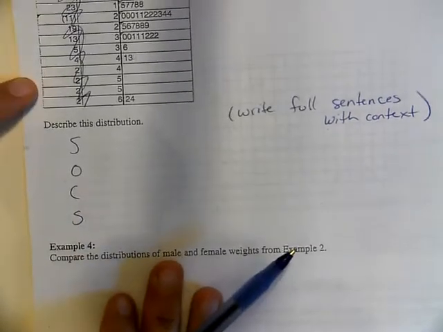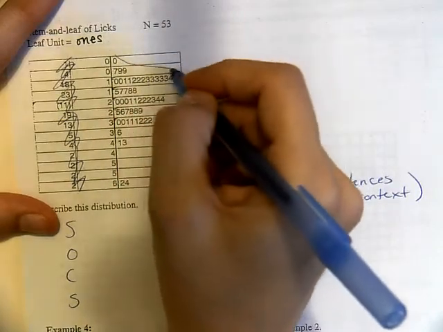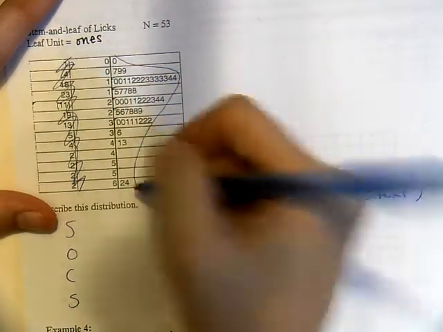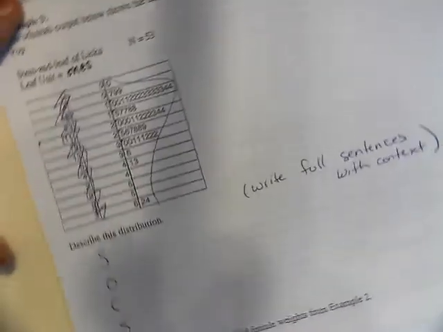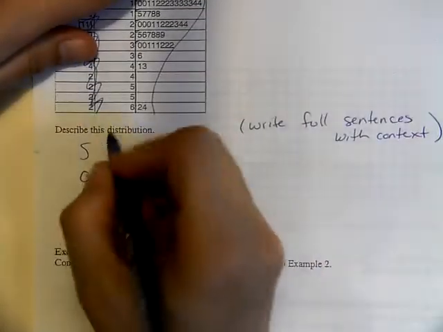So the shape here, here's how I figure out shape. I'll take my pen and I'll just outline here. Now if you're going to twist it to see if it's skewed, twist it so that the numbers go in order. So this is skewed right because the tail's to the right. So we'd say skewed right.